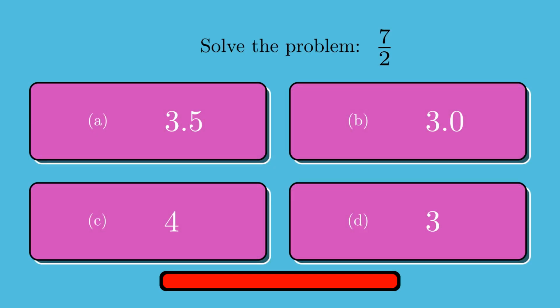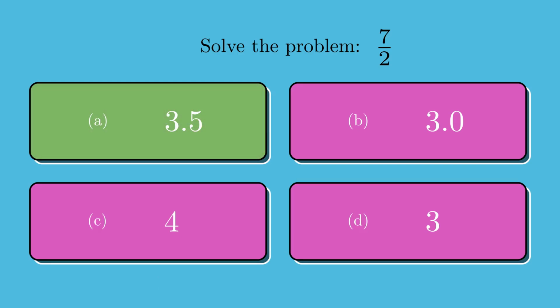You are presented with the problem 7 divided by 2. You have the following possible solutions: A, 3.5, B, 3.0, C, 4, D, 3. You have 10 seconds to solve the problem, or pause if you need more time. Correct answer is A.